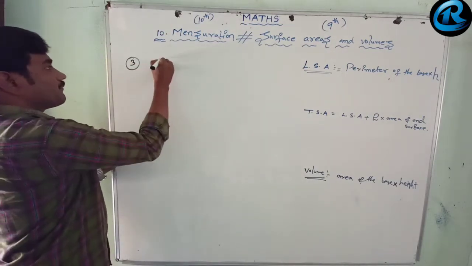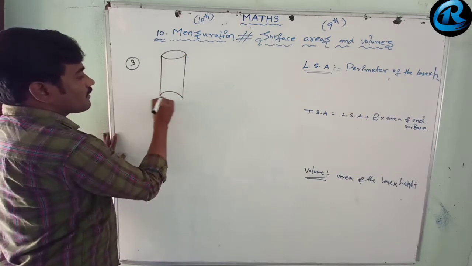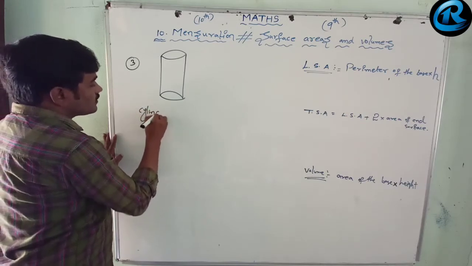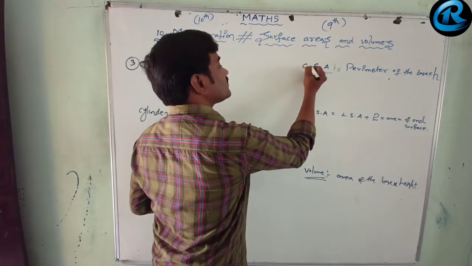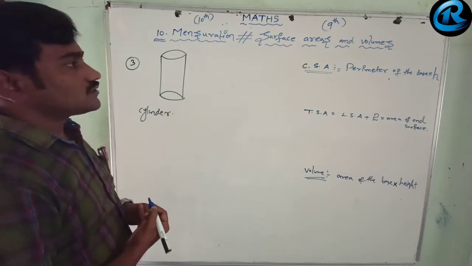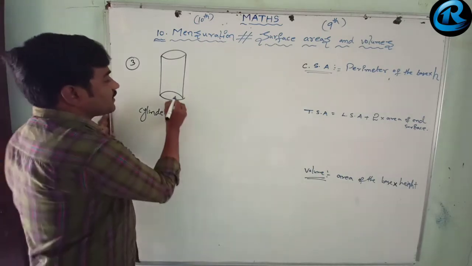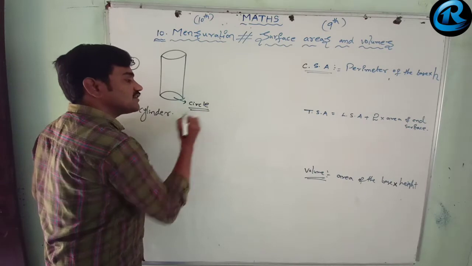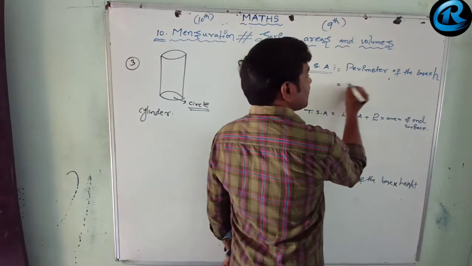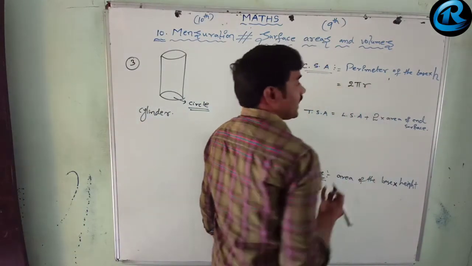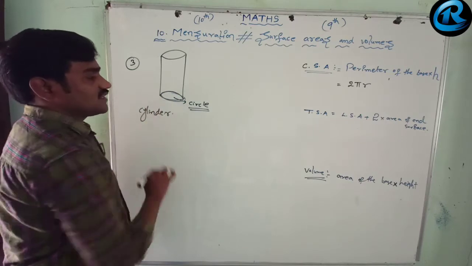Cylinder. It will not have a lateral surface area, it has a curved surface area. The curved surface area formula is also the same: perimeter of the base into height. The base is in the shape of a circle. The perimeter of a circle is nothing but the circumference of the circle, which is 2 pi r.